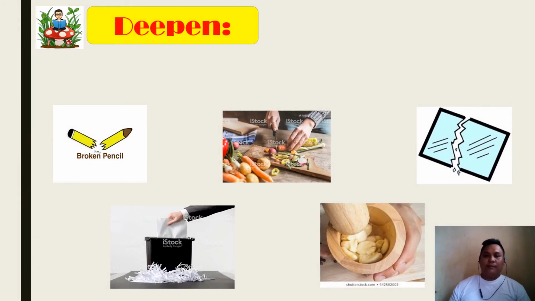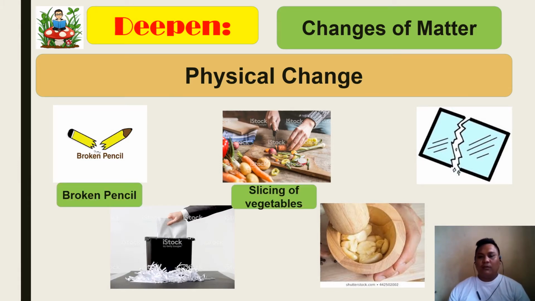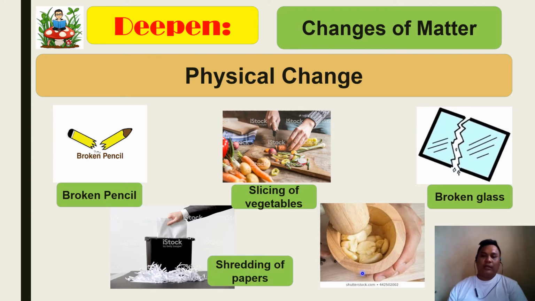Ito po yung mga examples. Example ng physical change. So as you can see, broken pencil, slicing of vegetable, broken glass, at shredding of paper. Ito nga yung sinasabi ko, last is pounding of garlic. So, ito po, yung binali po yung lapis o yung pencil, pencil pa rin po siya, wala pong nagbago.